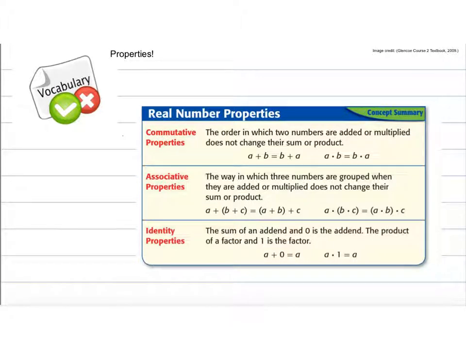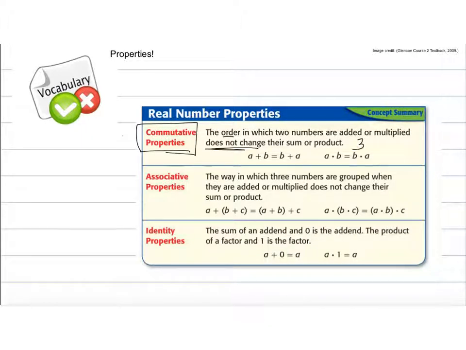All right, here's a few more properties that you may have heard of before or not. Let's write down commutative property, which means that the order in which two numbers are added or multiplied does not change. So order does not change their sum or product. We can see A plus B equals B plus A, and A times B equals B times A.